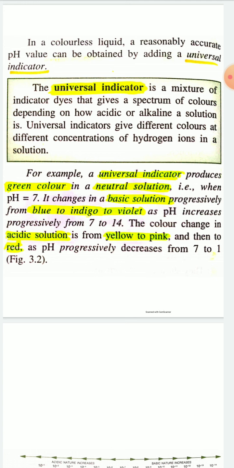Then in case of basic solution, you will see the color change from blue to indigo to violet as pH increases from 7 to 14. Similarly, the color change in acidic solution is from yellow to pink and then red as the pH progressively decreases from 7 to 1.